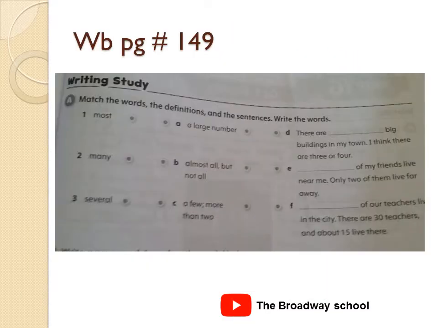Okay, now come to the workbook, page number 149 of the same topic, quantifiers. Question A is match the words, the definitions and the sentences. Write the words. Now you can see these words are given: most, many, several. In front of them there are meanings of the words: a large number, almost all but not all, a few, more than 2. The words and their meanings we have already discussed in the textbook. You can take help from the textbook and complete the blanks with the right word.